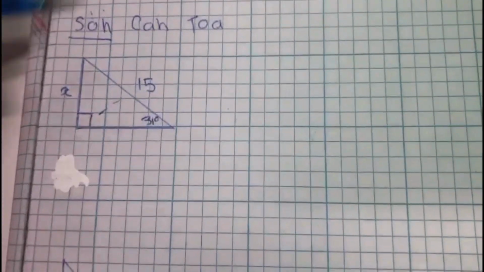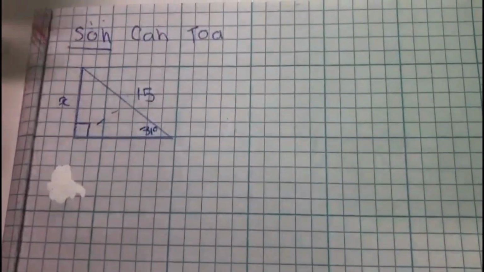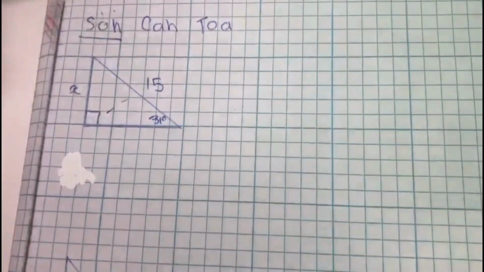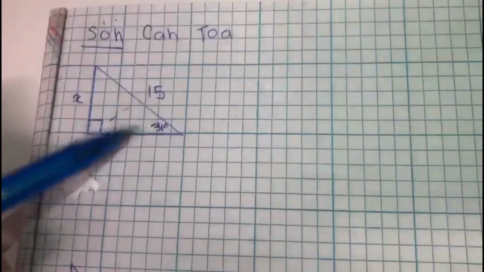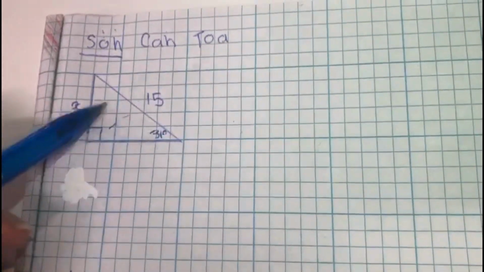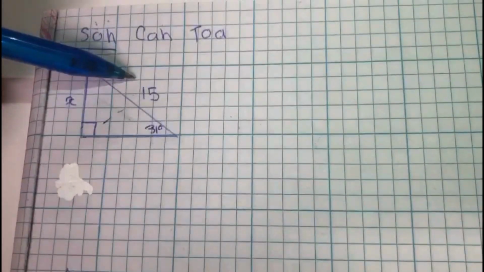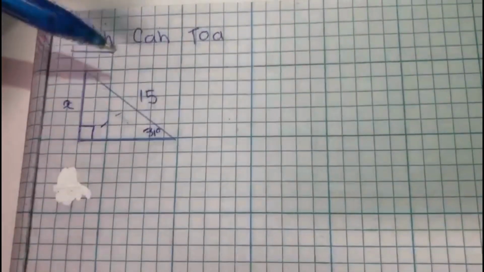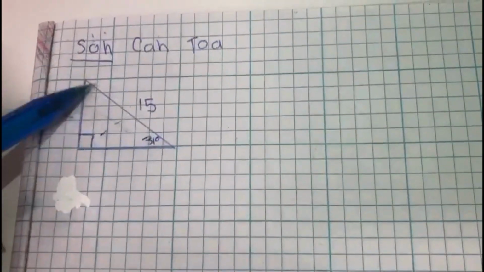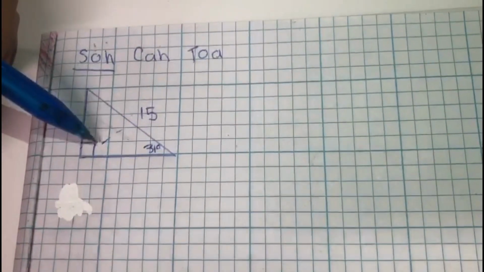First equation is going to be sine. How you find it is if we've got our angle here, 31 degrees. We've got x, which is opposite because it is opposite from the angle. Then we've got hypotenuse, which is 15. You know it's hypotenuse because one, it is the biggest side there, and two, it is opposite from the right angle.